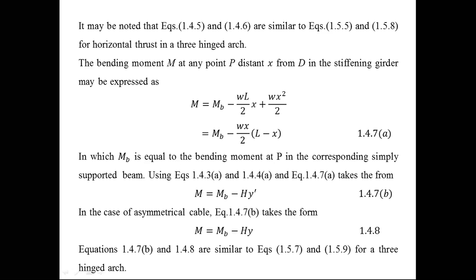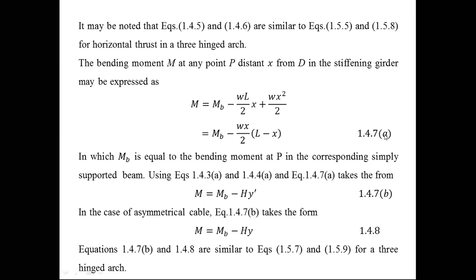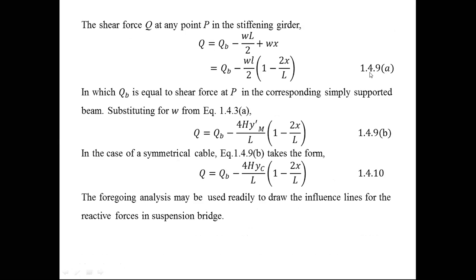Okay, I explain now the shear force. Analysis of shear force Q at any point P on a stiffening girder. QB is equal to the shear force at P corresponding to a simply supported beam, and it is acting downward. Left downward is negative WL/2 and upward force W into X. In that I will take the common WL/2, so 1 minus 2x by L. This is very important to draw the influence lines. Equations 7a and 9a play a vital role in drawing the influence line diagrams.